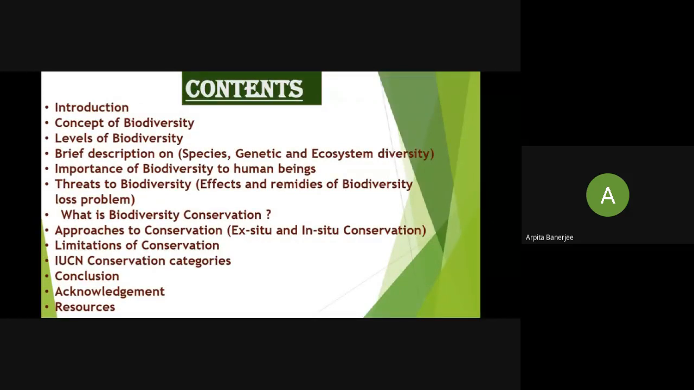First, introduction, concept of biodiversity, levels of biodiversity, brief description of species, genetic and ecosystem diversity, importance of biodiversity to human beings, threats to biodiversity, what is biodiversity conservation, approaches to conservation, and ex situ and in situ conservation will be discussed in this topic, limitations of conservation, IUCN conservation categories, conclusion, acknowledgement, and resources. This will be discussed as a part of this project. Let's move on to the topic.